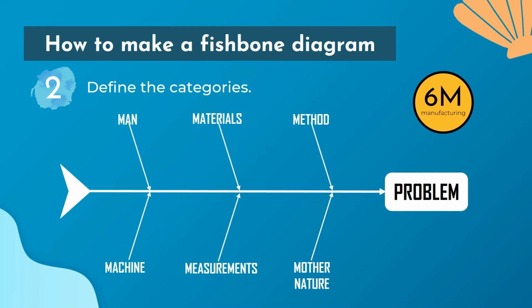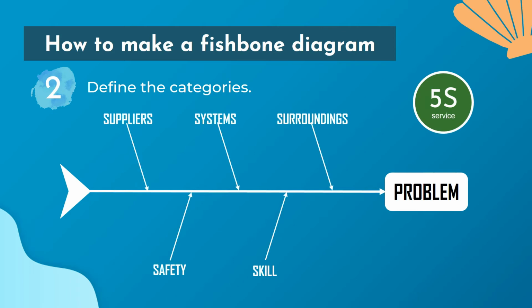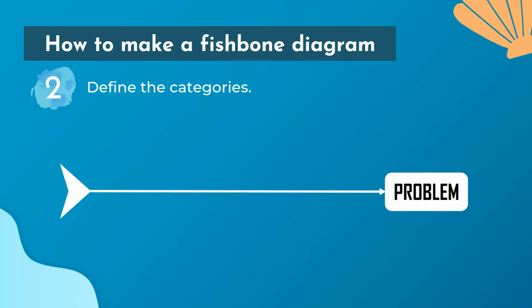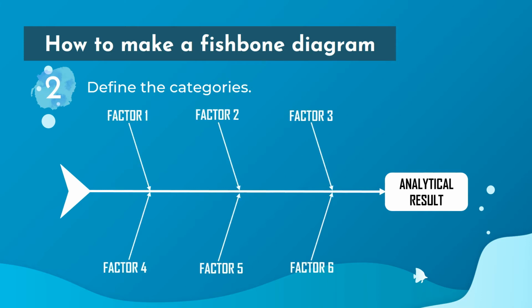the procedure; measurements, like consistency in manual or automatic readings, data collection and calculation; and lastly, mother nature, or the environmental factors, which are mostly unpredictable and uncontrollable. For marketing, we have the 8P model, and for service industries, we have the 5S model. Note, however, that the categories may be unique depending on the application. For analytical procedures, in our case, a particular analytical result is dependent on many parameters, whether variable or constant, and contributory factors that affect the result.